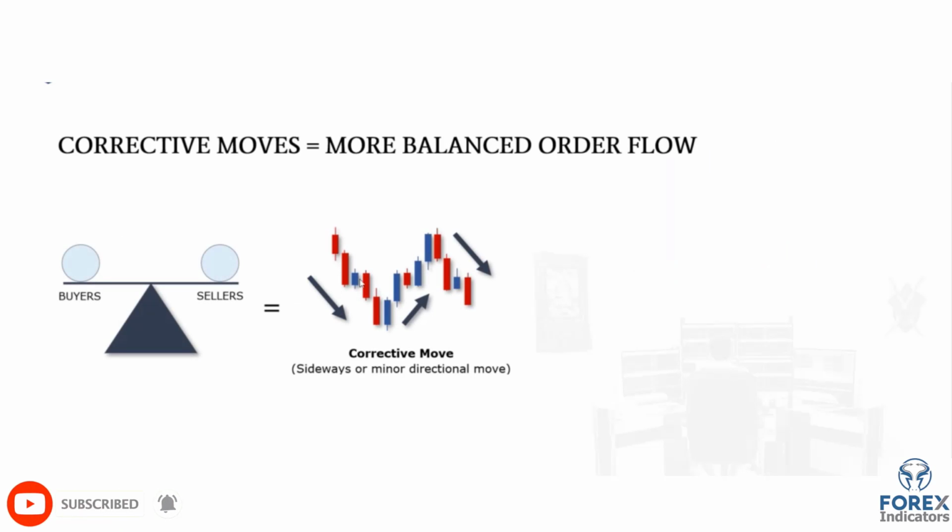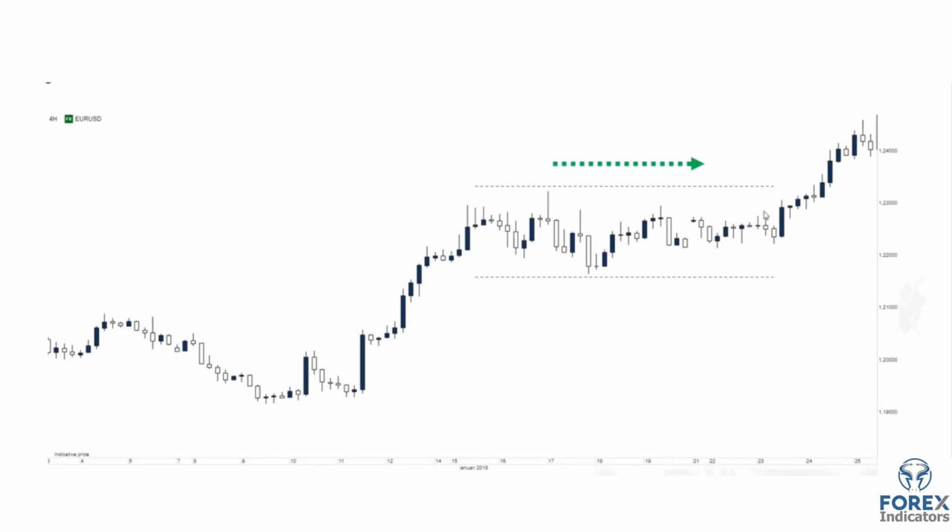Corrective moves, as we can see, are a big mix between bullish and bearish candles. They represent a kind of equilibrium between the buyers and sellers, and these tend to create much more sideways moves. So they're not bullish, they're not bearish. There's kind of an equal balance between the buyers and sellers, and thus one direction is less likely to manifest.